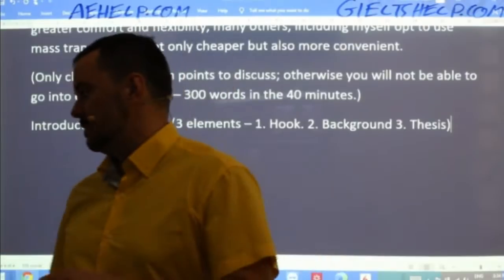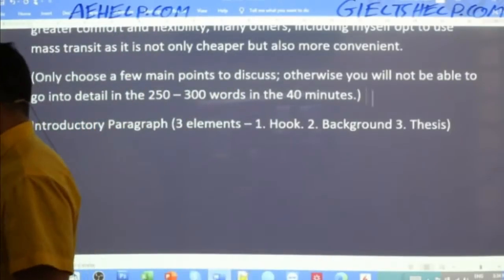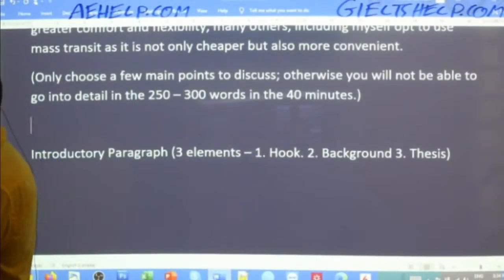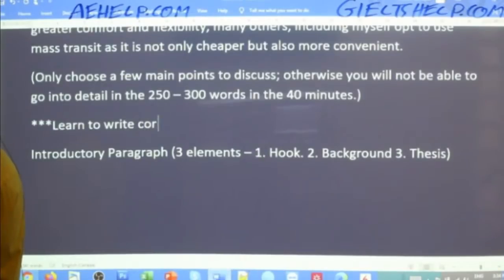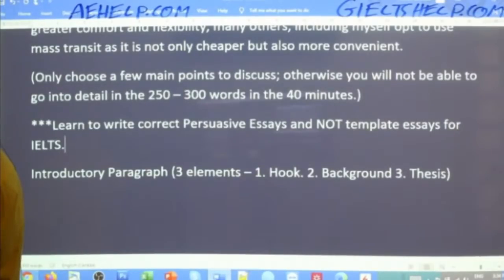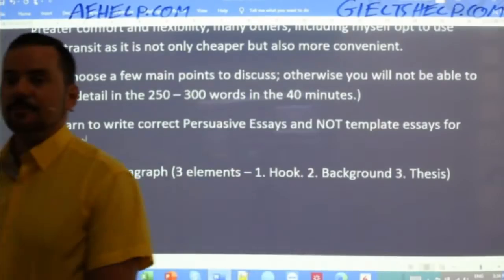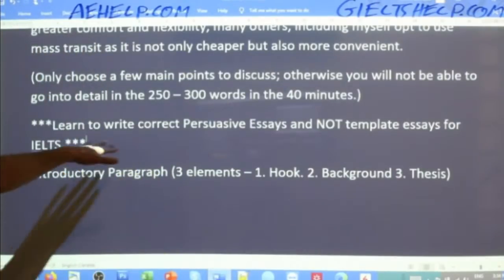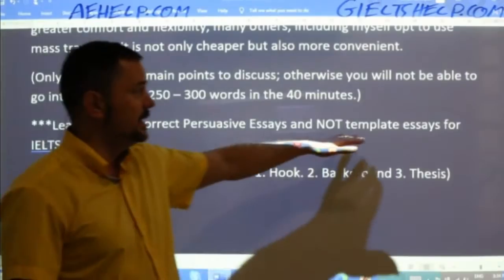Okay, I think that's probably one of the smartest things I've summarized so far. So I'm gonna write that up here. Learn to write correct, persuasive essays and not template essays for IELTS. I think I can make that into a t-shirt. Okay, so yeah. Learn to write correct persuasive essays and not template essays for IELTS.